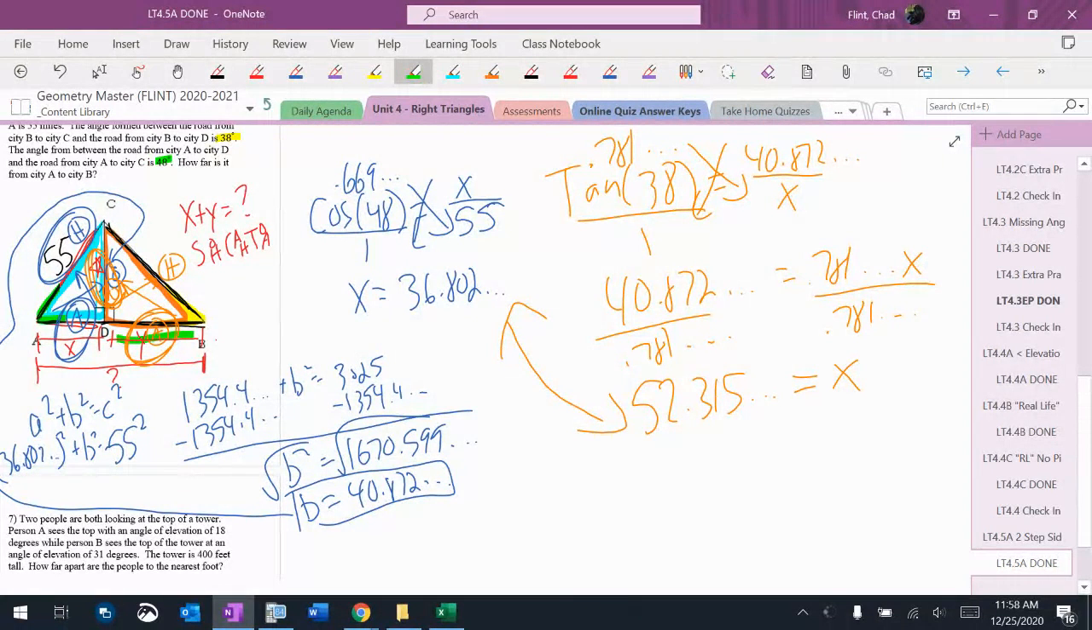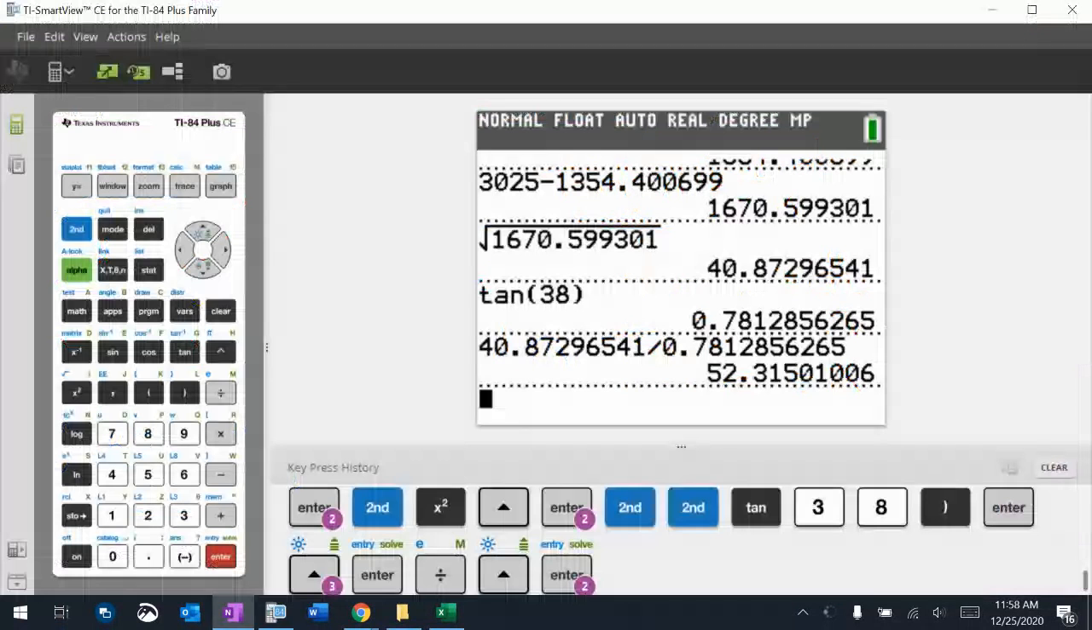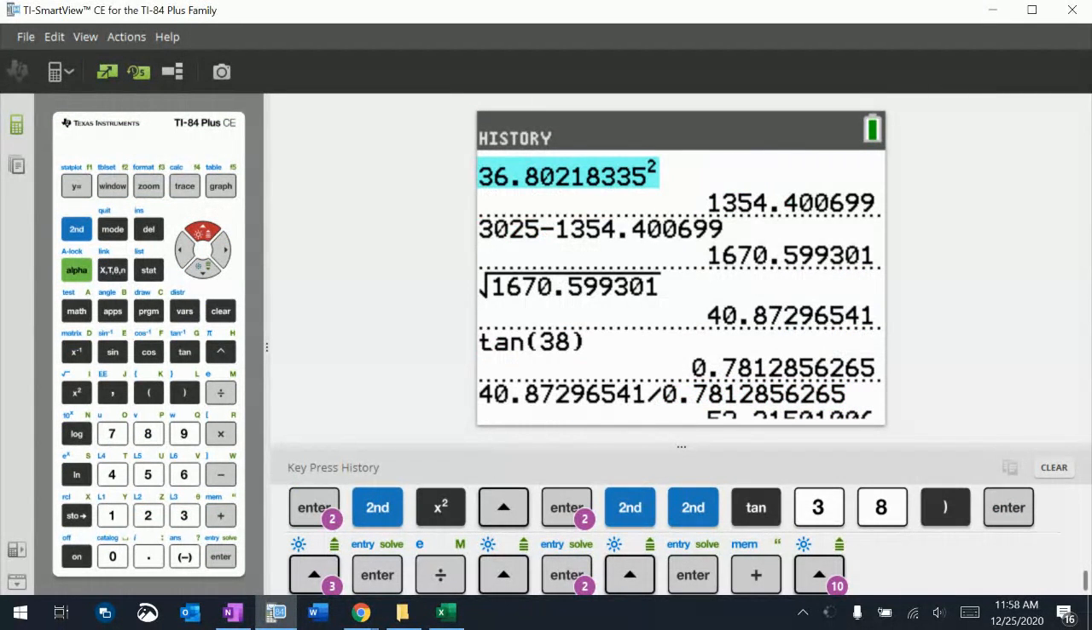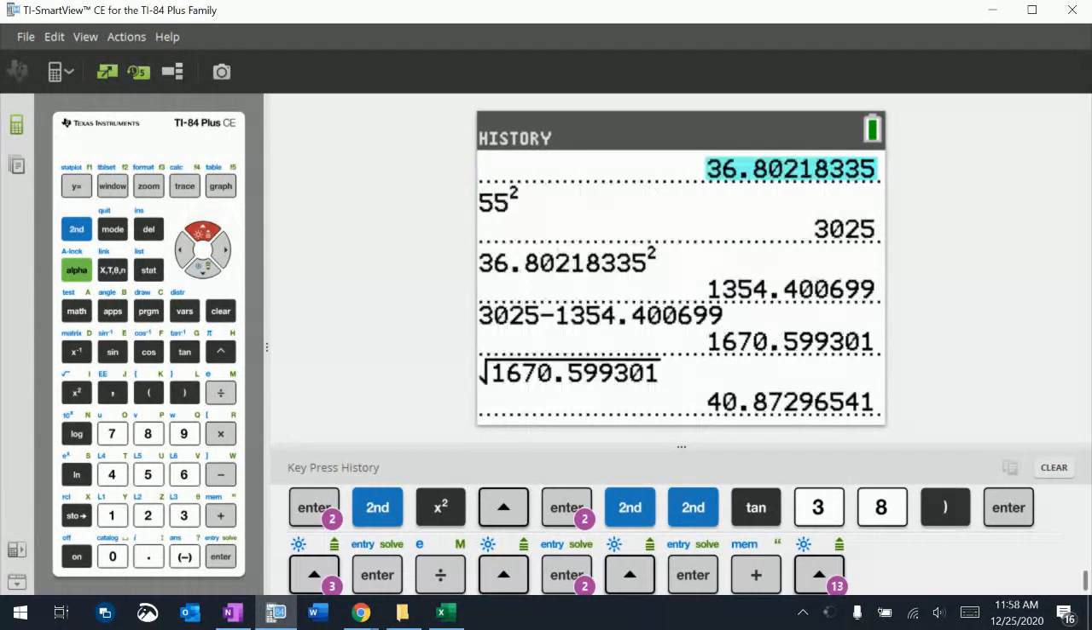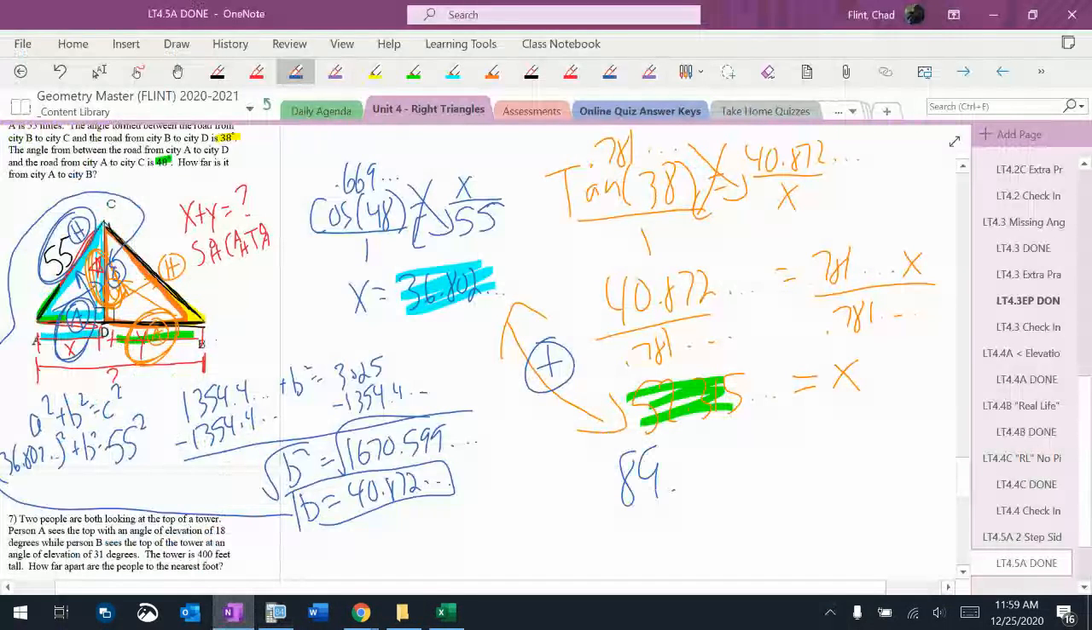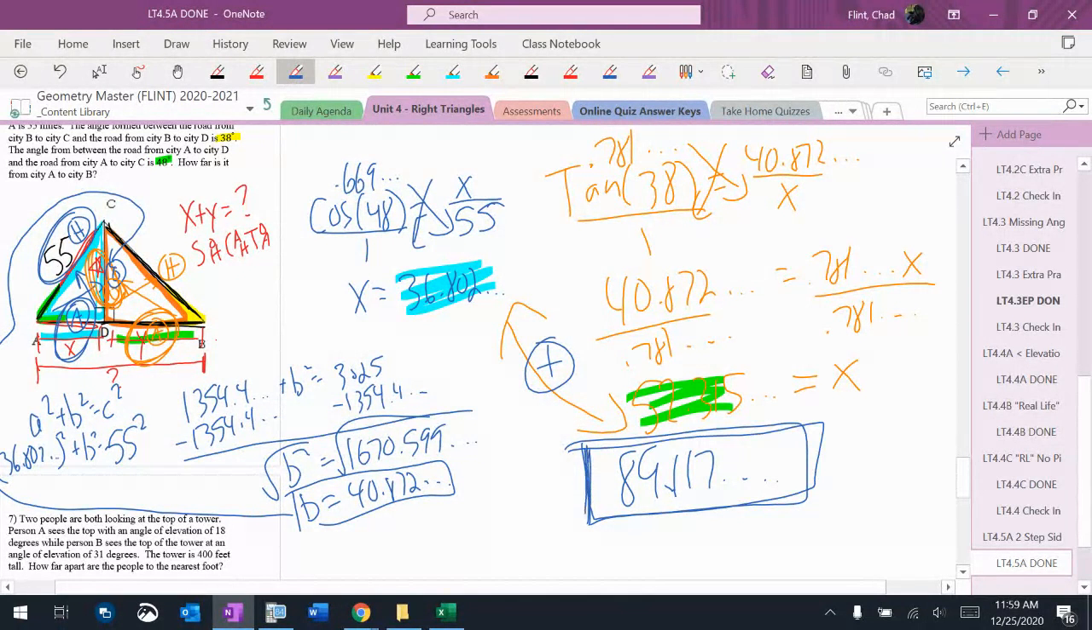So these two numbers right here, let's do a little highlighting. The green side is that one, and the blue side is that one. I said in the beginning I was going to add those two together. So that side plus that is 89.117 when I add those together. It doesn't say what to round to, so I'm going to leave it just like that. If you do round it, just make sure you round it correctly.